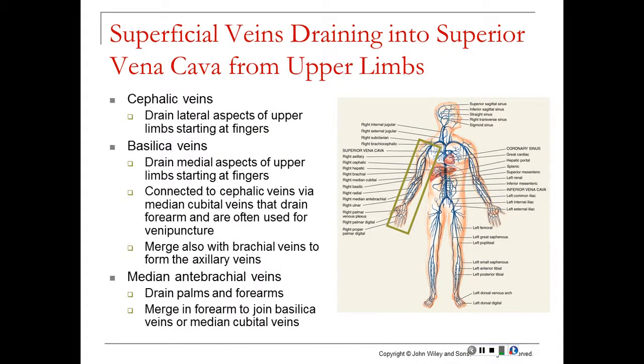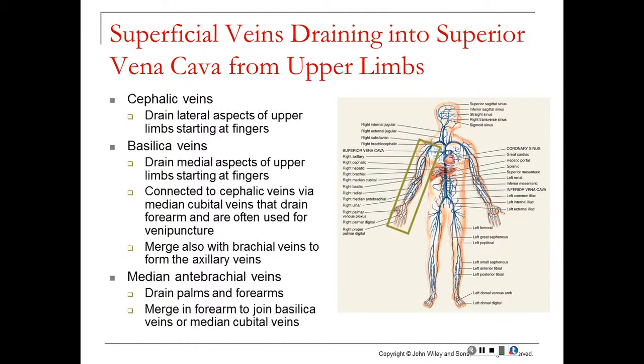There's the basilica veins, which drain the medial aspects of the upper limbs. These are connected to the cephalic veins via what's called the median cubital veins. The median cubital veins drain the forearm. The median cubital vein is typically what's used for a venipuncture. When you give blood or when you're getting a blood test done, it's usually that median cubital vein that they're testing for. These cephalic veins merge with the brachial veins and they form the axillary veins.